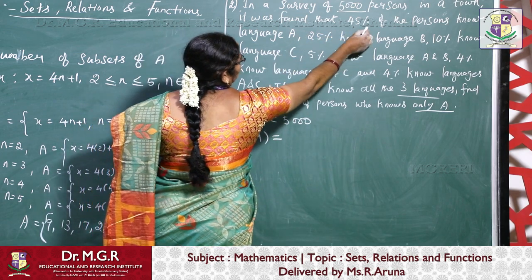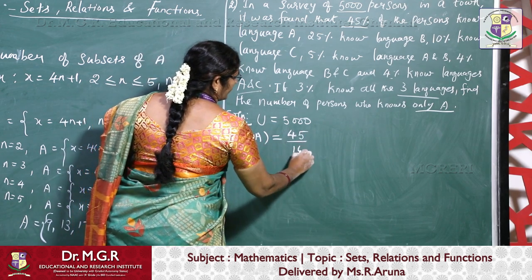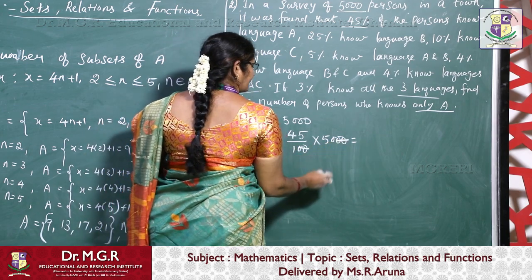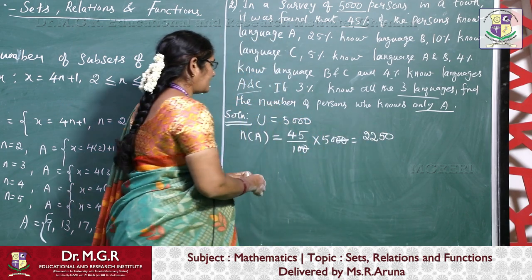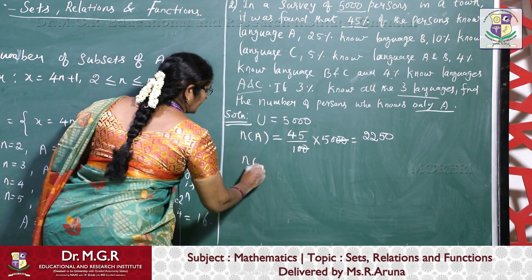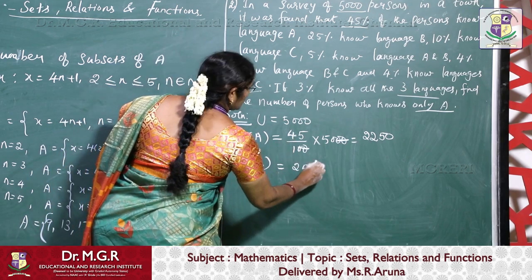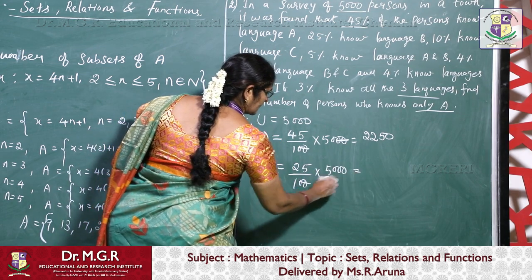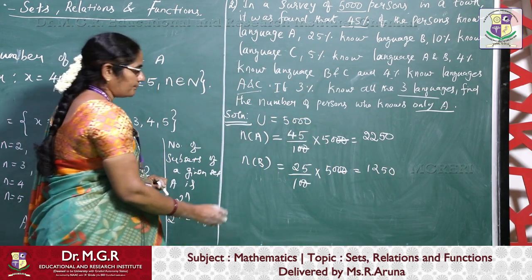So there are 45% of people who know the language A. That means 45 by 100 into 5000, so 2250 people speak the language A. Similarly, we can find for B and C. 25% of the people speak language B, which is 25 by 100 into 5000. Here 1250 people speak the language B.